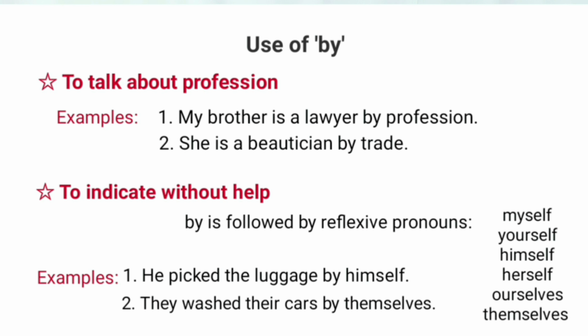Finally, by is used to indicate without help. In such sentences, by is followed by reflexive pronouns like myself, yourself, himself, herself, ourselves, and themselves. Examples are: he picked the luggage by himself, which means he picked the luggage without help. Second example: they washed their cars by themselves. It also means the same, that they washed their cars without help.